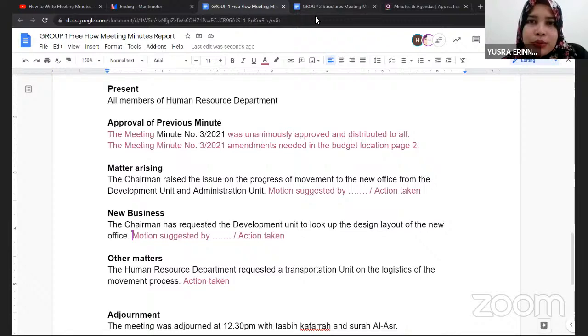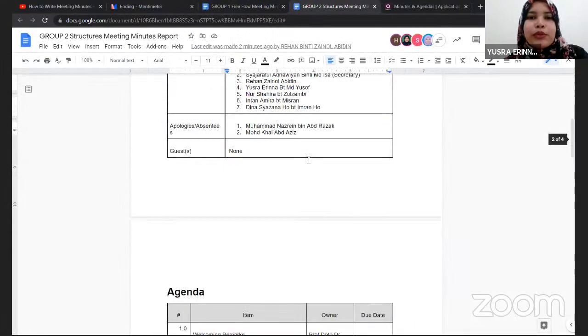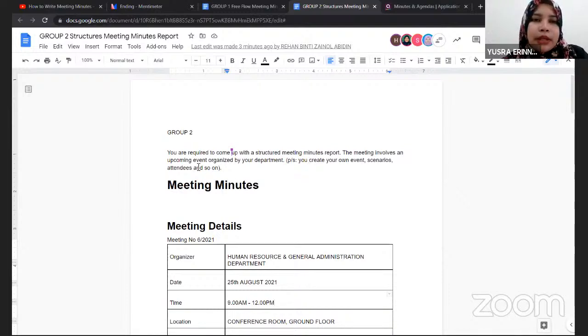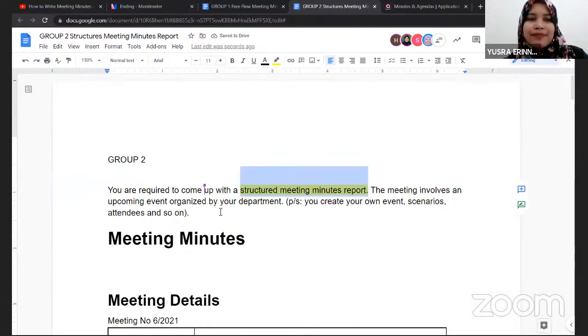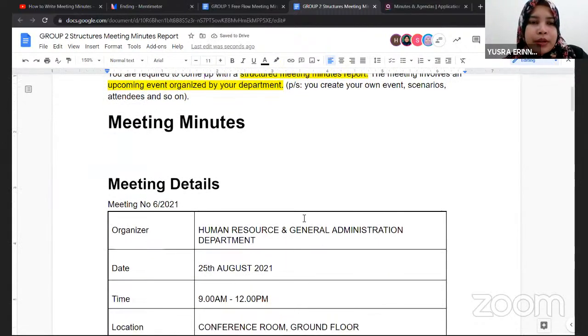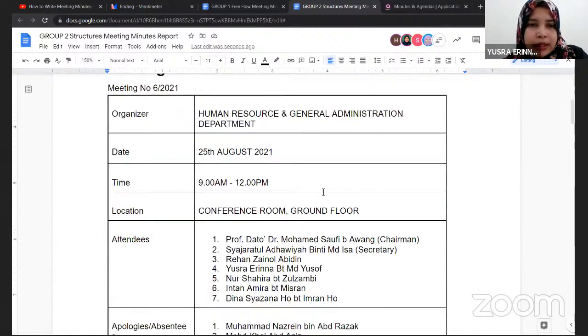Okay, we are moving on to group 2. Wow. Okay, group 2, the question is a little bit detailed. All right, so you are required to come up with a structured meeting report. I think I need to enlarge this so that you guys can see it clearer. Okay, I hope you can see this. The meeting involves an upcoming event organized by your department. So the details are going to be much longer as compared to the first group just now.